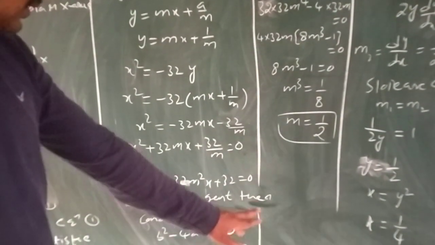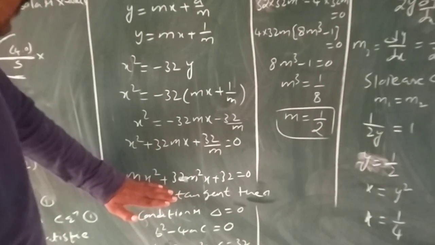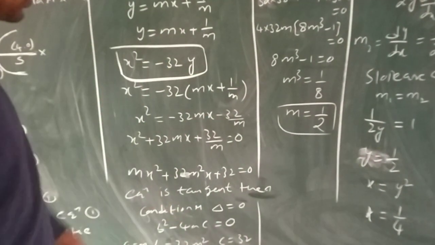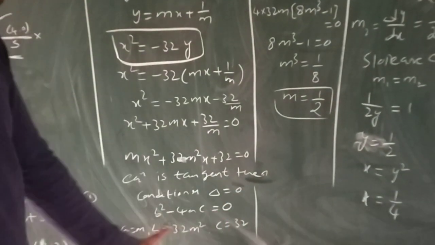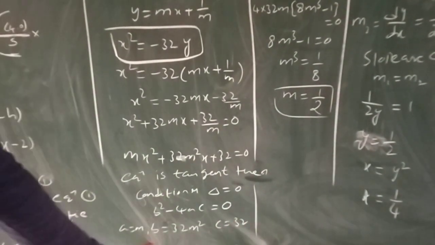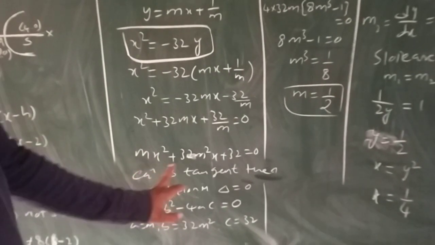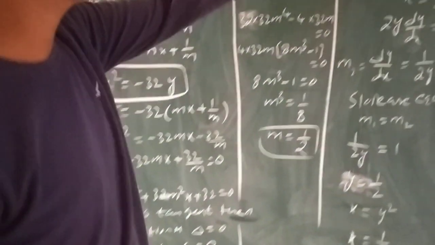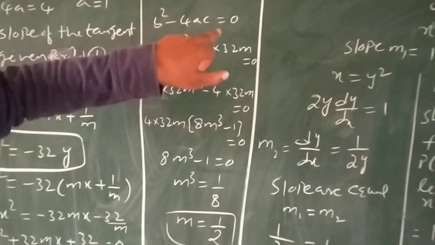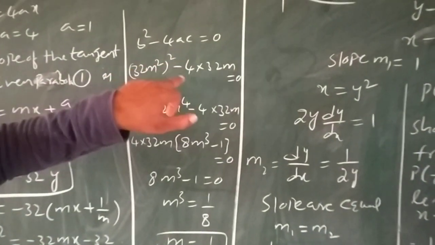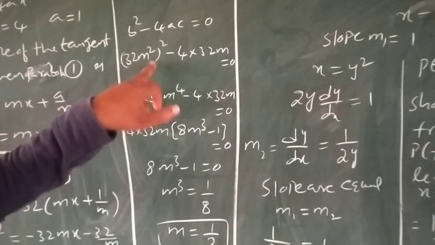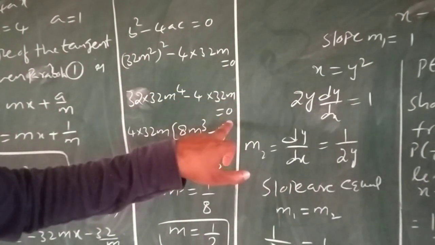Since the above equation gives the tangent of the parabola x square is equal to minus 32y, the condition is delta is equal to 0, that is, b square minus 4ac is equal to 0. Here a is equal to m, b is equal to 32 m square, c is equal to 32. So b square minus 4ac is equal to 0: (32 m square) whole square minus 4 into 32 m is equal to 0, that is, 32 into 32 m to the power 4 minus 4 into 32 m is equal to 0.